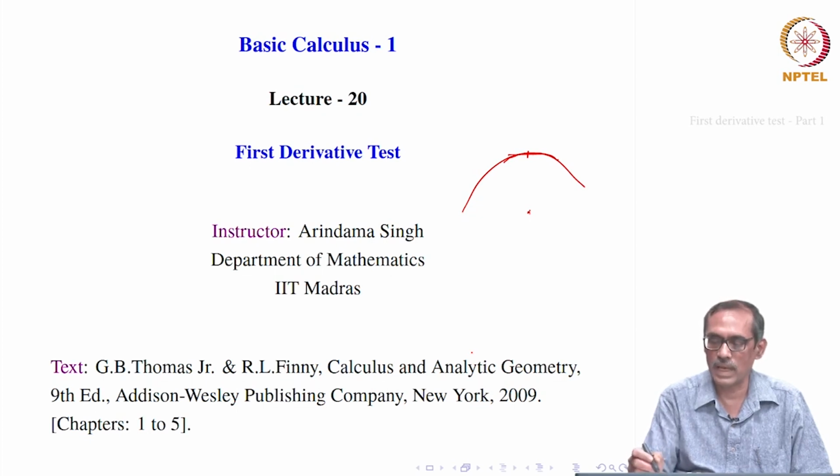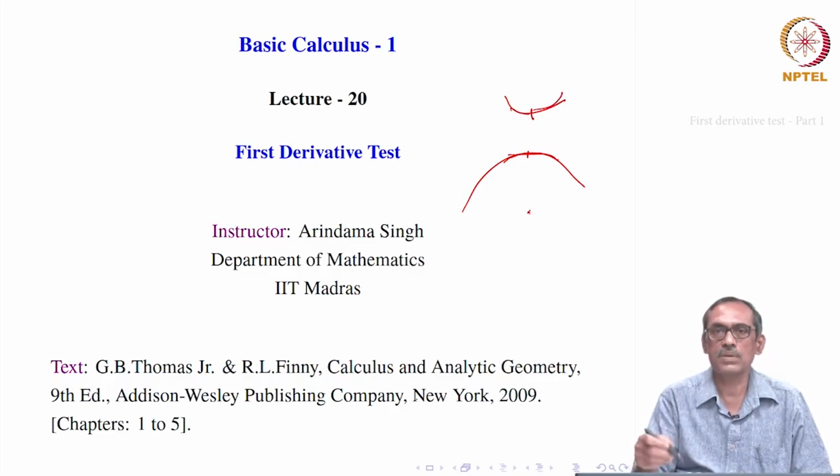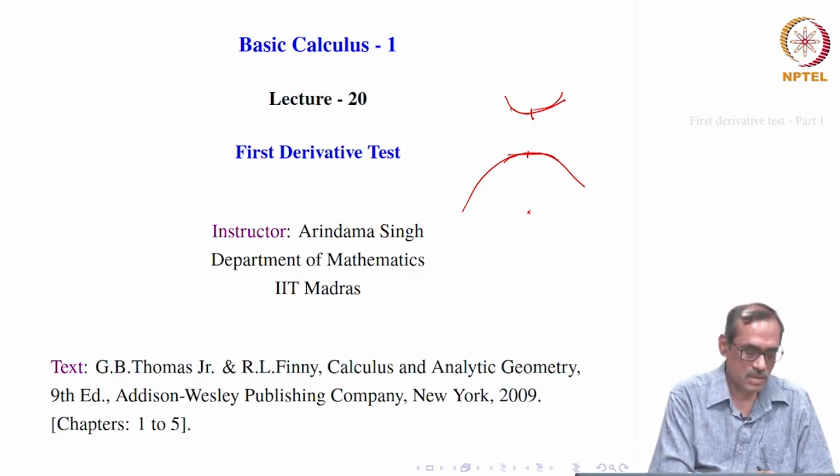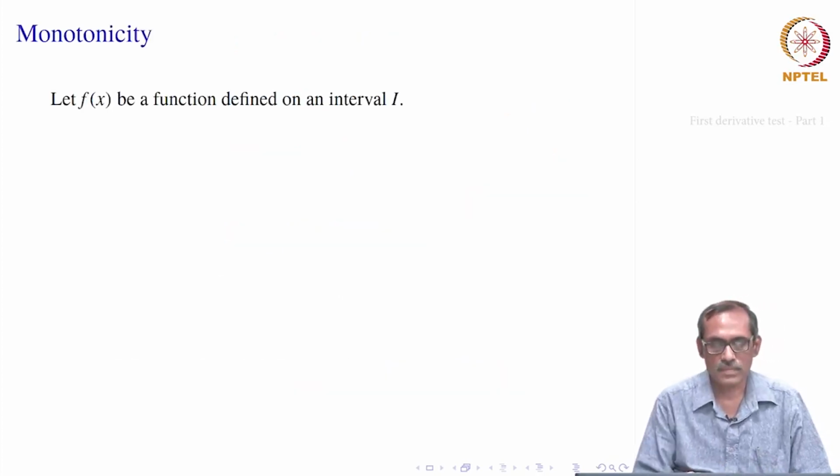Specifically, we will need something like: on the left side it should be increasing and on the right side decreasing, or if it is a minimum point, then on the left side it should be decreasing and on the right side it should be increasing. So, we need to know something about the increasing and decreasing nature of functions based on this idea of the derivative. Let us do that first.